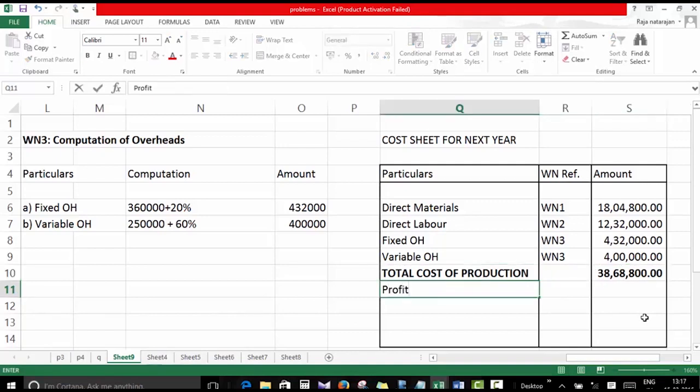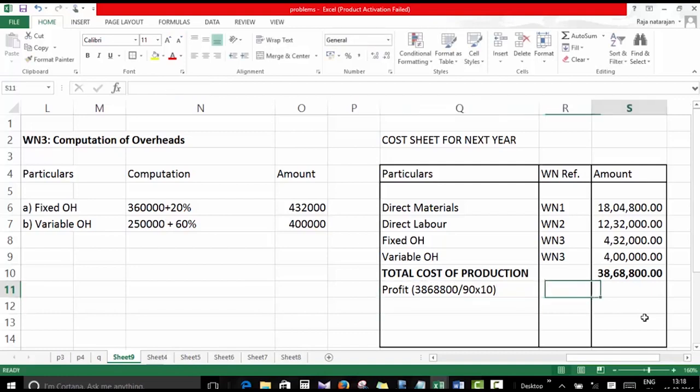So let me do that. Profit: this 38 lakh 68,800 is basically for 90%. Then we have to find out what that 10% is, and that will tell us the profit. So we give the calculation: this 38 lakh 68,800 is for 90, what is that 10? That works out to 4,29,866.67. If you add this profit with your total cost of production, you'll get sales, and it is 42,98,667.